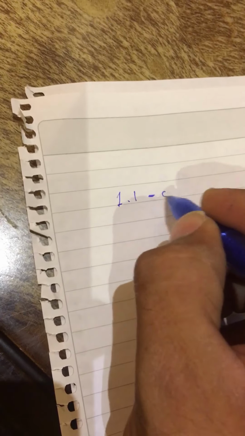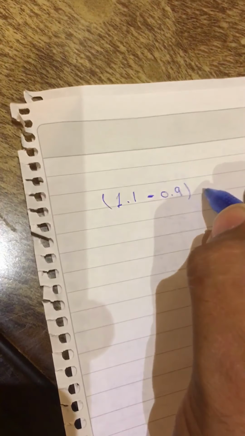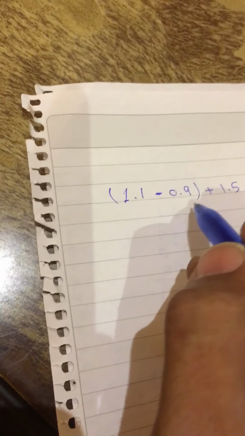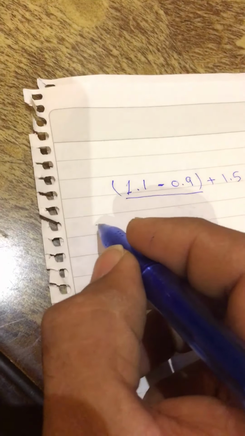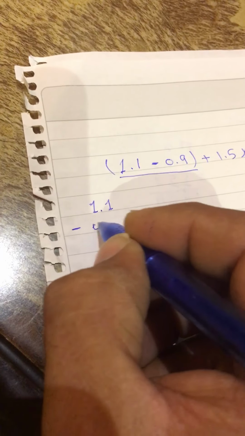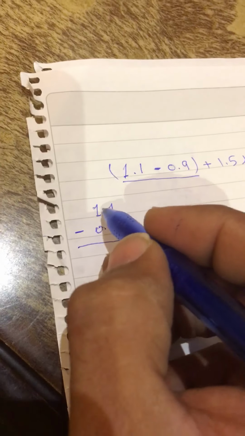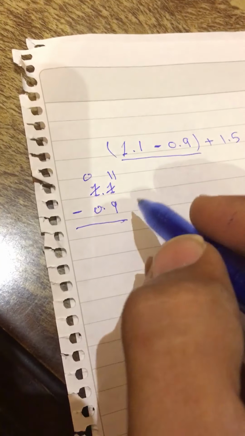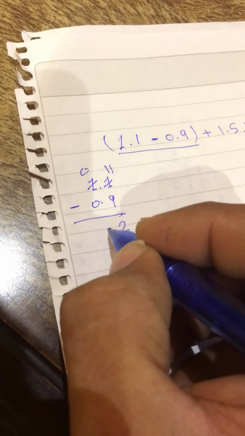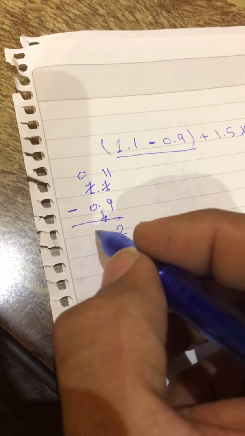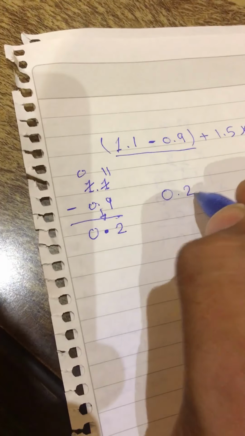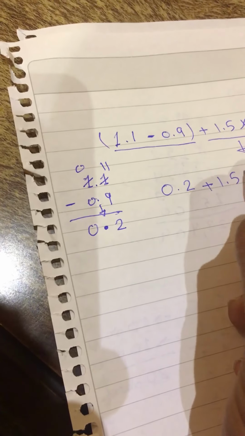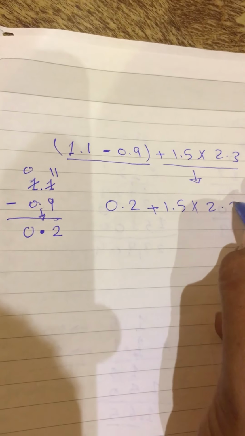Another example. (1.1 minus 0.9) plus 1.5 times 2.3. Look here, I have to do again inside the bracket. 1.1 minus 0.9, we have to regroup, becomes 0, 11, because 1 minus 9 we can't. 11 minus 9 now, it's 2. Put the decimal point down, 0 minus 0, 0. So the answer here is 0.2. Put everything down, plus 1.5 times 2.3.